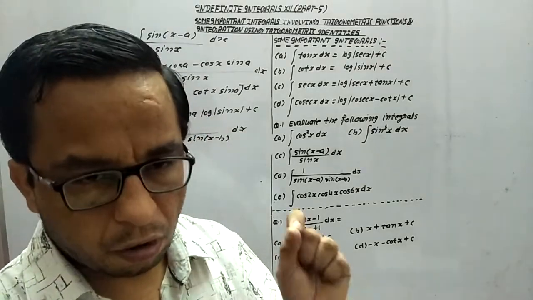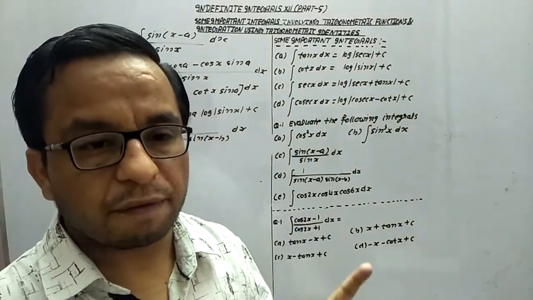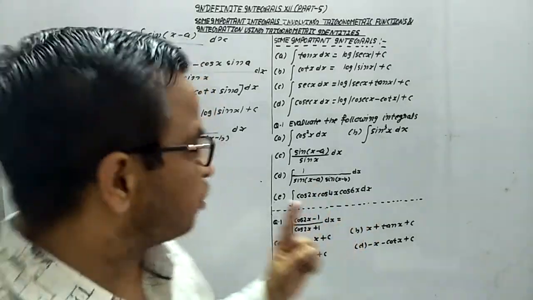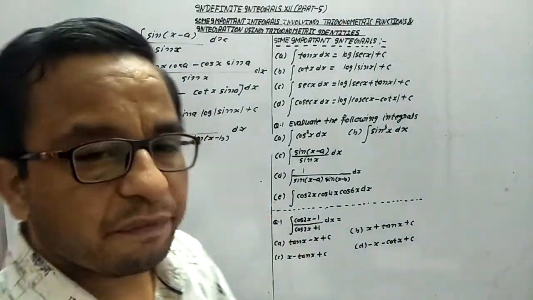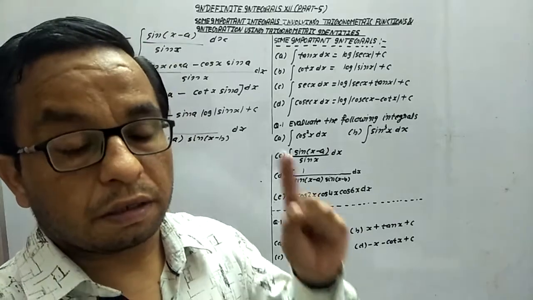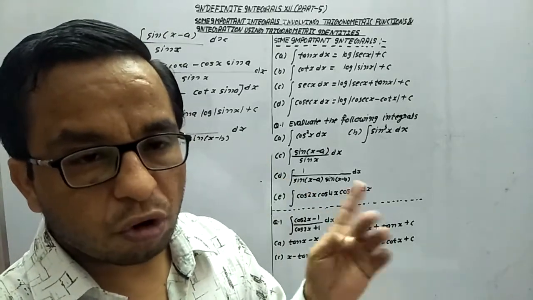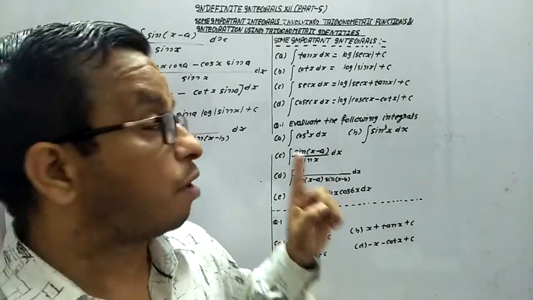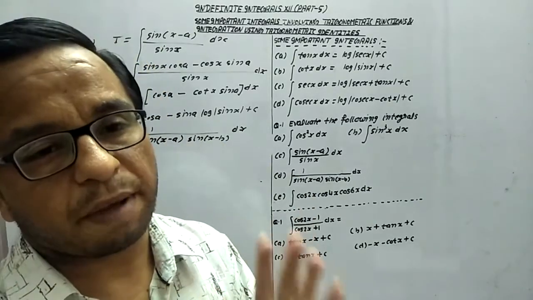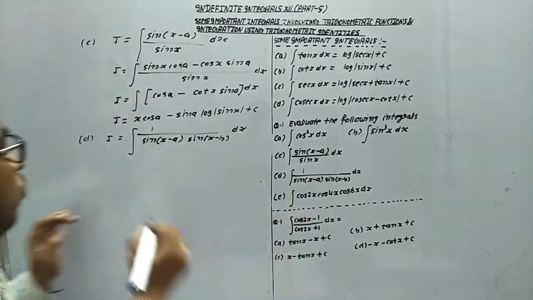If both are sine or both are cos, then we have to multiply and divide by sin(a minus b), because here we have a, and here we have b. And if one is sine and one is cos, or one is cos and another is sine, then we have to multiply and divide by cos(a minus b). This is the basic rule to do this question.